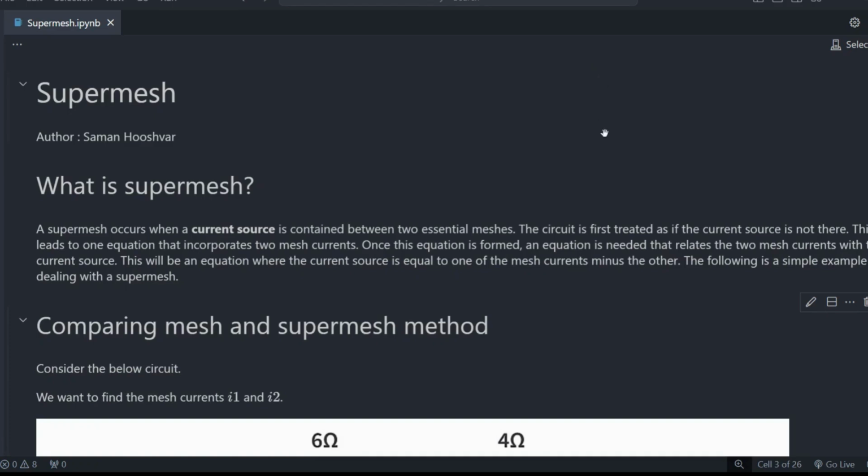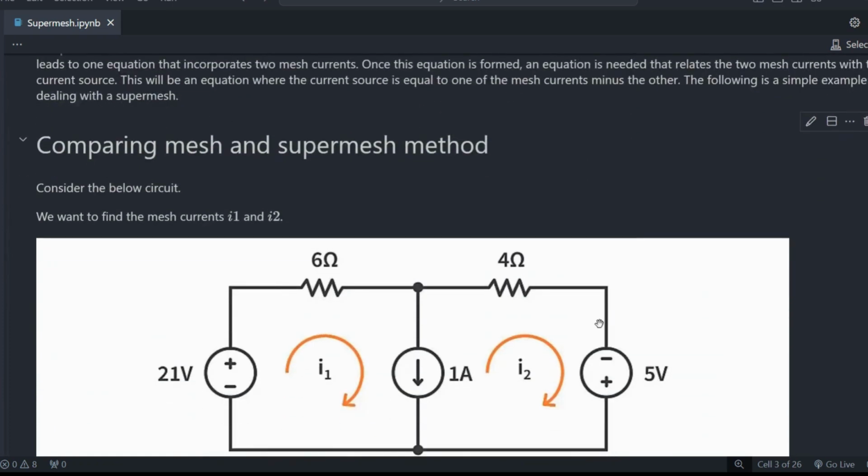Well, basically, what is Supermesh? Supermesh occurs when a current source is contained between two essential meshes, such as this circuit, for example. We have a current source here that is contained between two other meshes. How do we solve this circuit and analyze it?